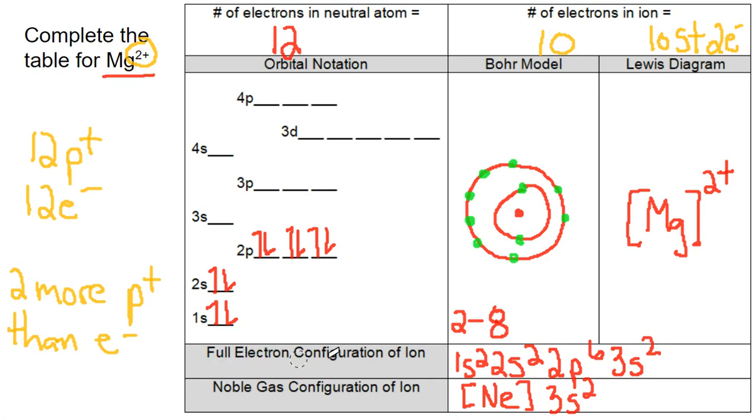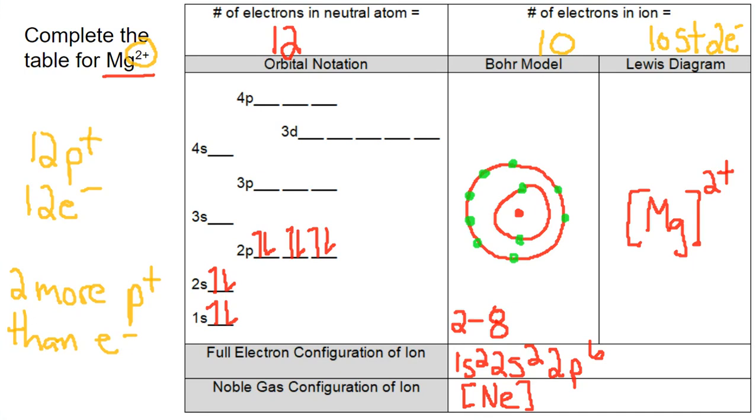Okay, the full electron configuration of the ion. Well, again, we lost the outermost electrons, the electrons in the outermost S and Ps. And there are only 2 electrons in the 3s and 3p. That's this 3s2 term here. So we erase that. And what's left is 1s2, 2s2, 2p6. And then the noble gas configuration of the ion, again, we need to get rid of the 3s2 term. Okay, and what we're left with is just Ne. 1s2, 2s2, 2p6 is the configuration for neon.